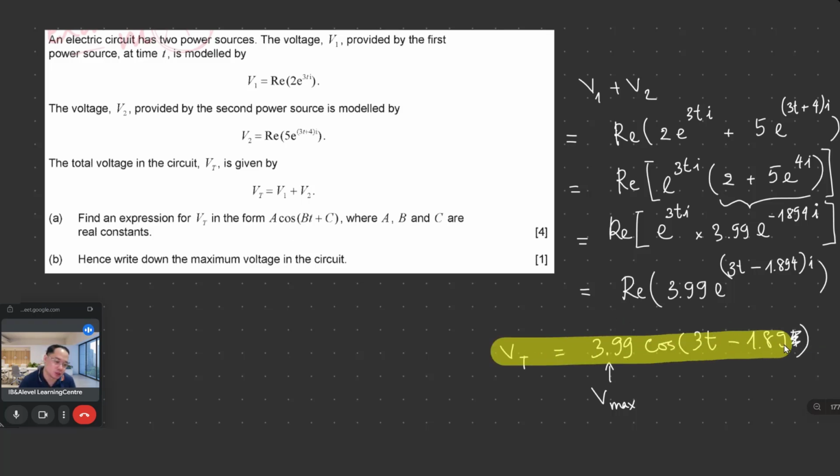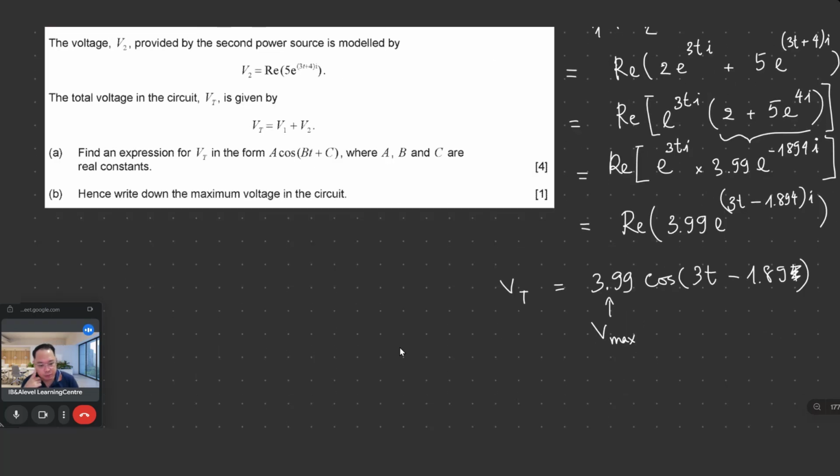Just use the calculator to add the two complex numbers in exponential form. And we also got the answer for question B. The maximum voltage is 3.99 volts.